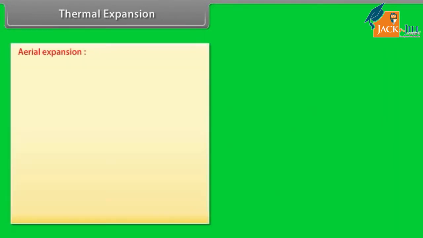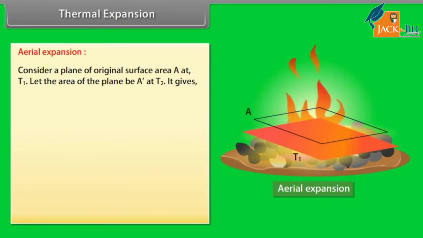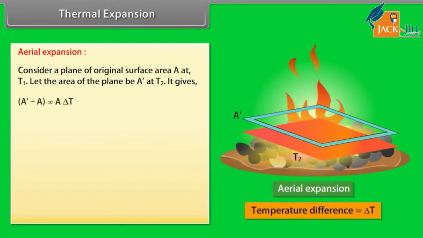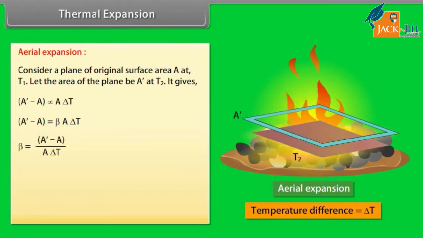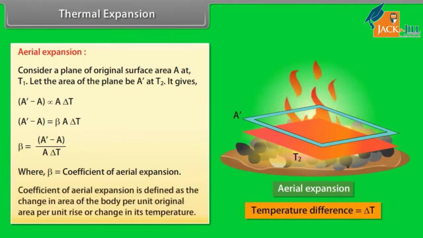Aerial expansion. Consider a plane of original surface area A at temperature T1. Let the area of the plane be A' at temperature T2. It gives A' minus A is directly proportional to A delta T, or A' minus A is equal to beta A delta T. The value of beta is equal to (A' minus A) upon A delta T, where beta is the coefficient of aerial expansion. The coefficient of aerial expansion is defined as the change in the area of the body per unit original area per unit rise or change in its temperature.